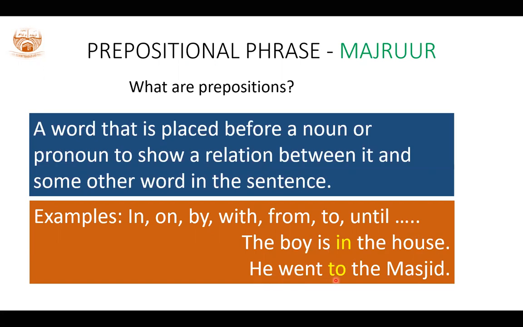You have a next sentence here. He went to the masjid. He went to the masjid. In this sentence, the preposition is to. It shows the relationship between the subject, which is he, and some other word in the sentence, which is the masjid. So we ask the question, where? Where did he go? And the answer will be to, which is showing the relation to the noun, the masjid.